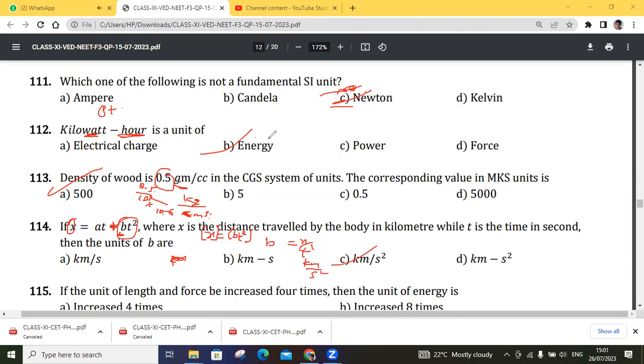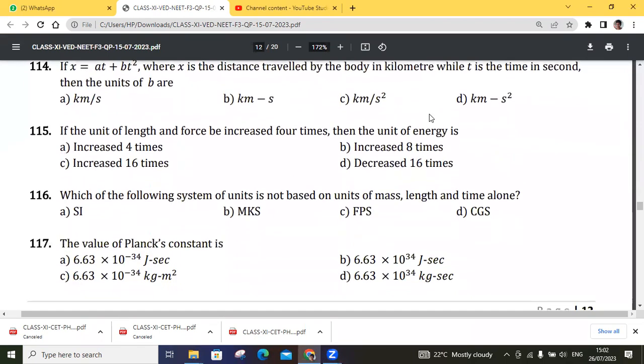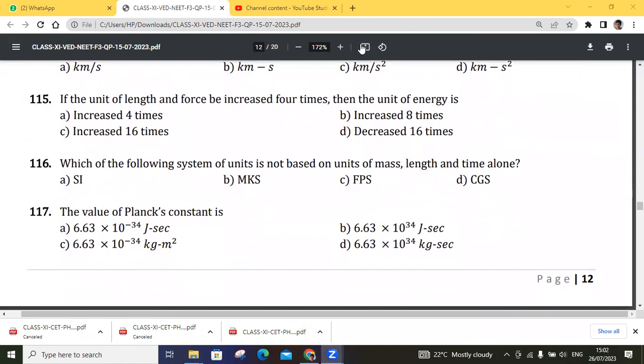Then 115. Unit of length and force are increased 4 times, in the unit of energy. Okay, force and length. So energy is like work, and force and length is like displacement. Both are increased by 4 times. 4, 4, 8. So increased 8 times. Sorry. This is increased by 4 times. This is also increased by 4 times. So it will increase by 4 into 4, that is 16. So increased by 16.